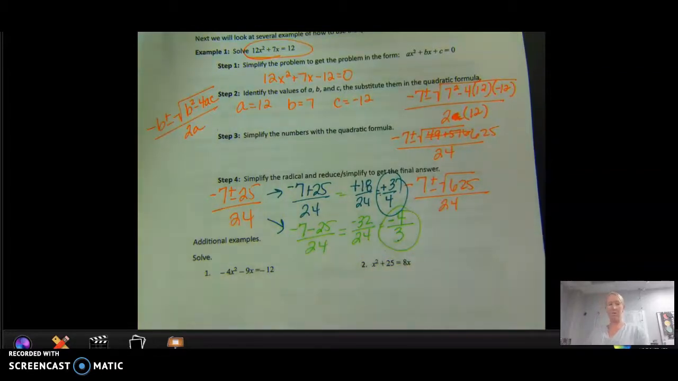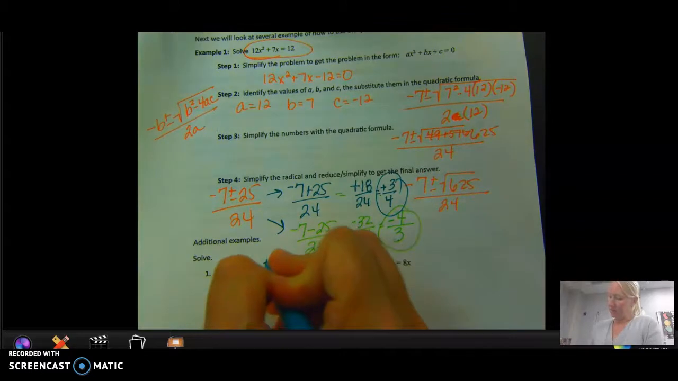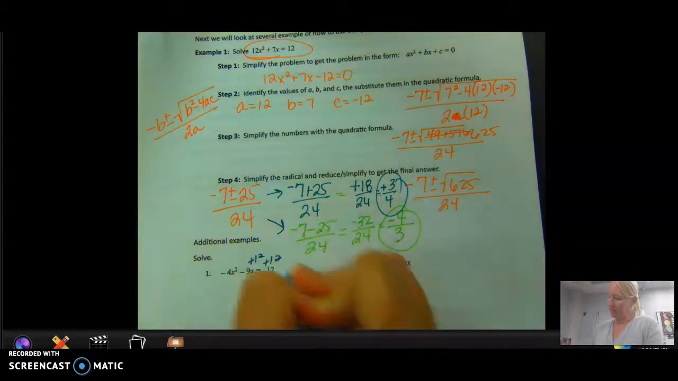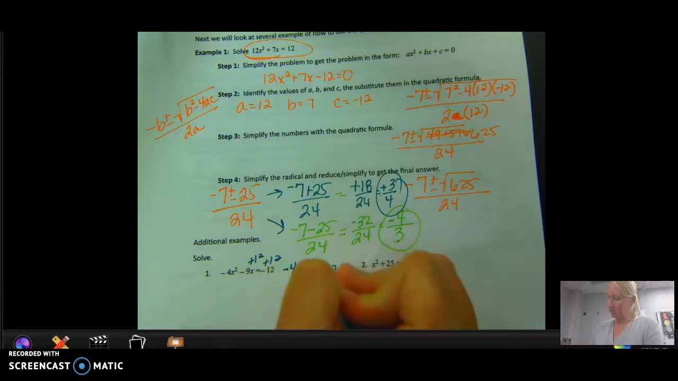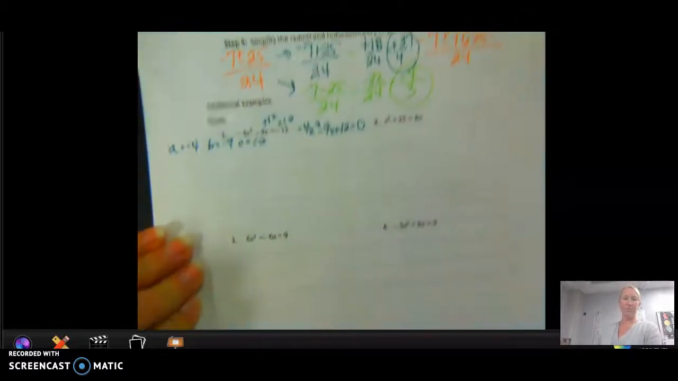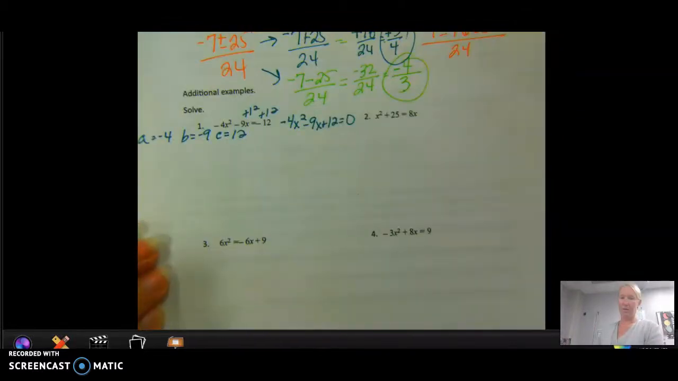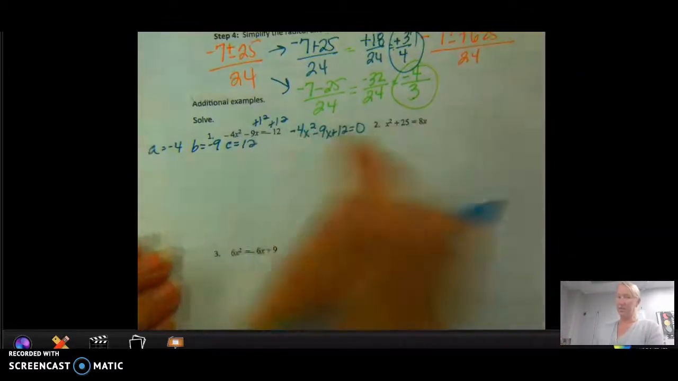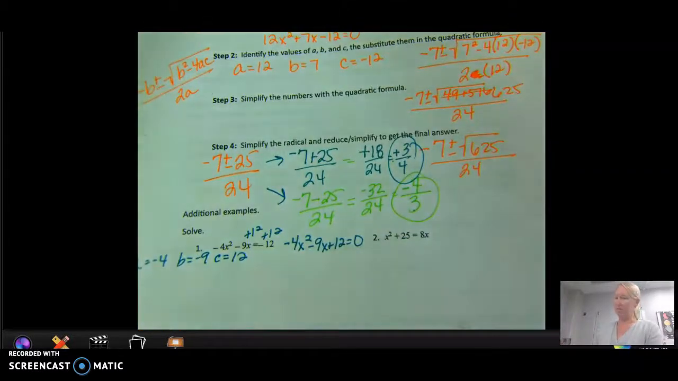All right, let's do number 1 together. I'm going to add 12 to both sides. So I'm going to rewrite this. Negative 4x squared minus 9x plus 12 equals 0. My A is negative 4, my B is negative 9, and my C is 12. So now I'm going to plug it into that quadratic formula, which I have written up here. So if you need to write that down, go ahead and pause me, write it down so you can see it. So negative B.